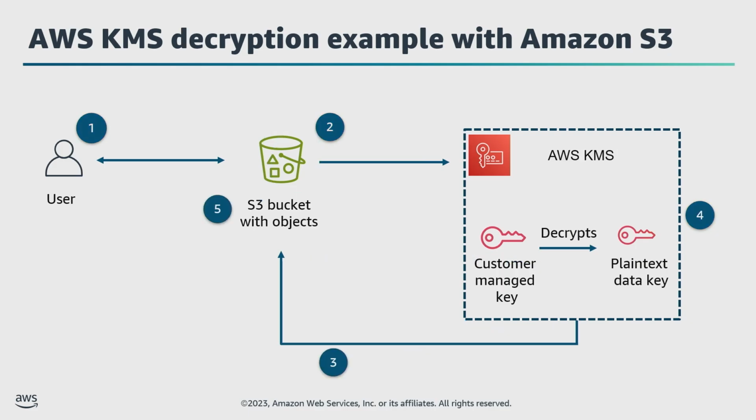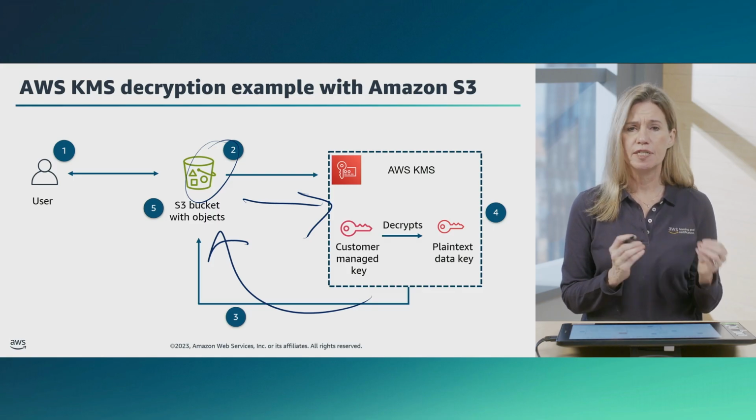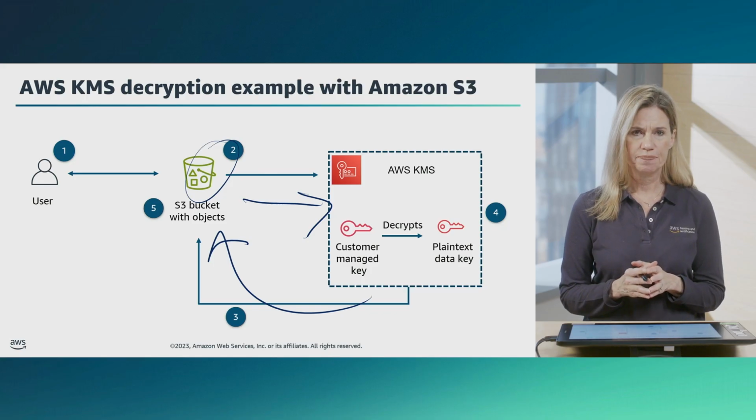When you request the encrypted object from Amazon S3, it sends the encrypted data key to AWS KMS in a decrypt request. AWS KMS decrypts the encrypted data key by using the same AWS KMS key, and it returns the plaintext data key to Amazon S3. Amazon S3 decrypts the encrypted object using the plaintext data key, and then it removes the plaintext data key from memory as soon as possible. Your student guide also includes a walkthrough of a similar process for Amazon EBS.